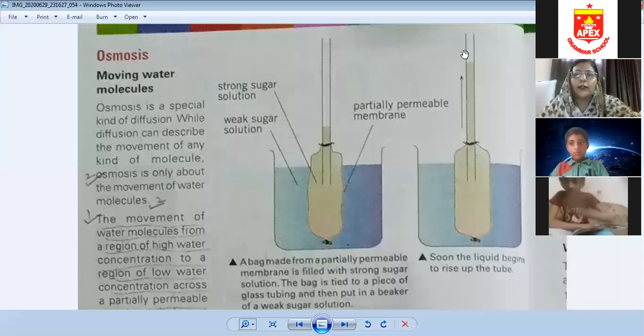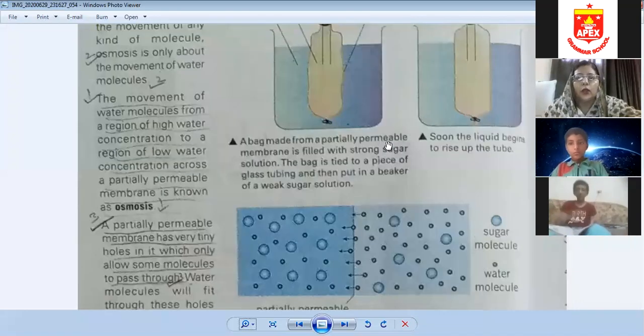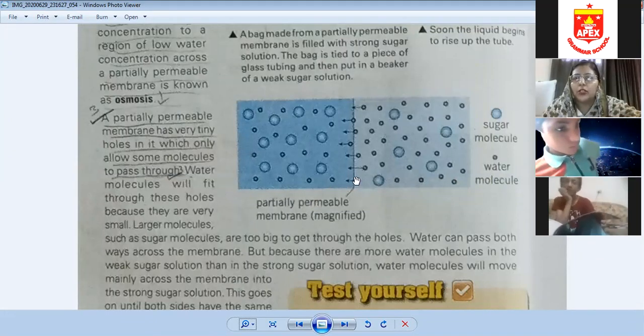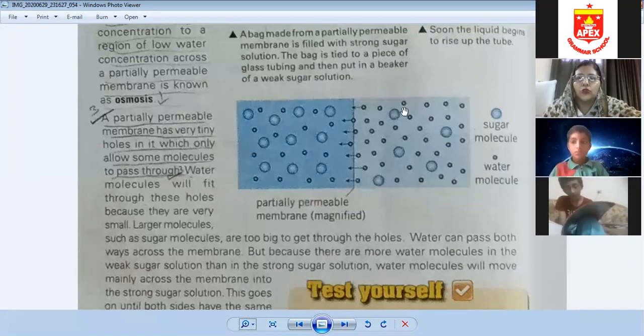See another diagram given in your book: partially permeable membrane magnified, okay. You can see these are sugar molecules. The big hole is showing the sugar molecule and the small holes are showing the water molecules. In this diagram, this is the sugar molecule, and this is a liquid water molecule. Here is a sugar molecule and these are the water molecules.